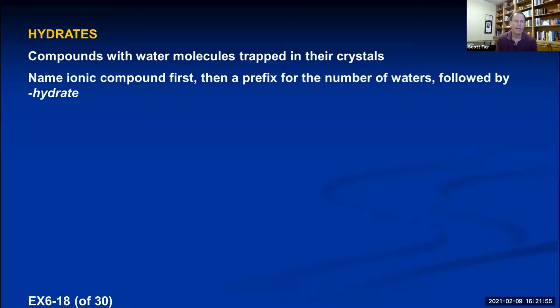So to name hydrates, you need to know the prefixes we're going to use for 1, 2, 3, 4, 5, 6, 7, 8, 9, 10. So for 1, 2, 3, 4, 5, if you have one water molecule, the prefix would be mono. 2 would be di, 3 would be tri. These kind of make sense to you.